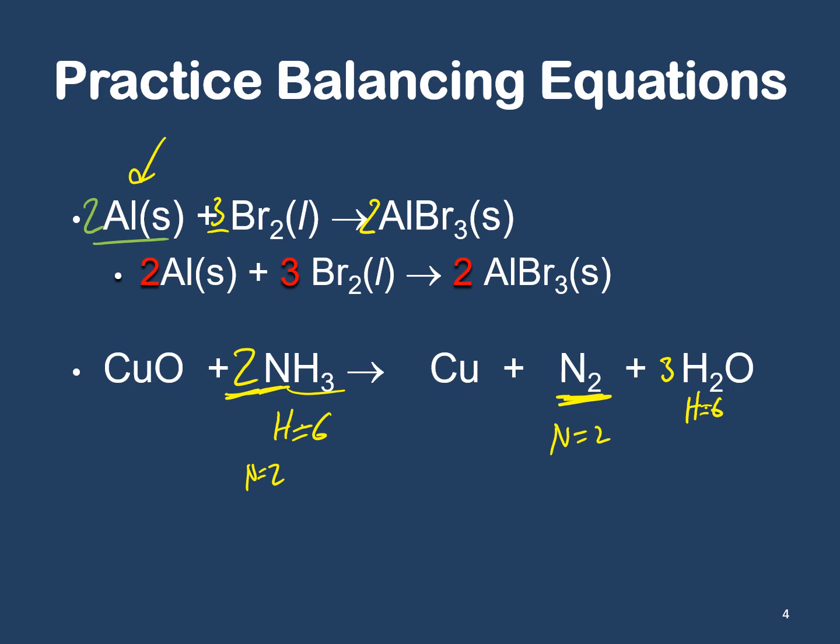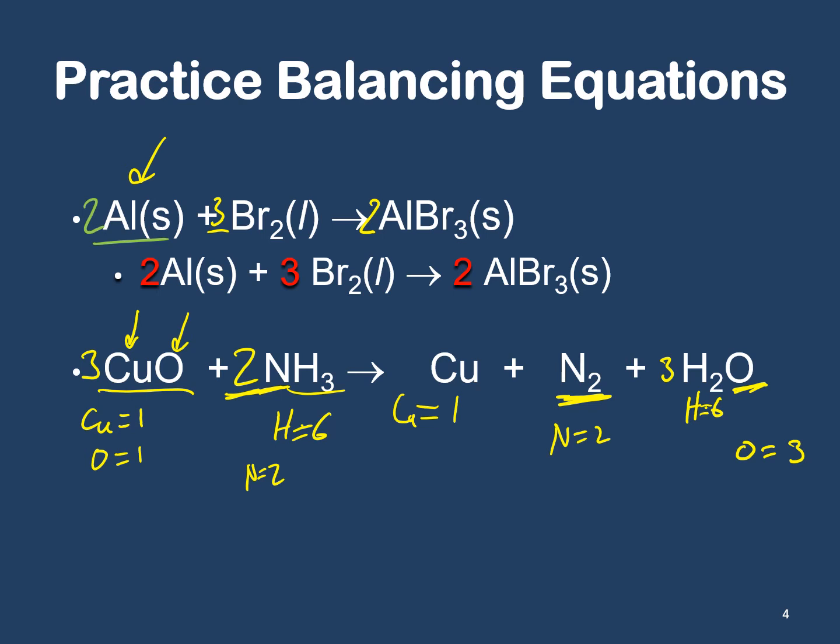Let's look at copper oxide now. So we have 1 copper here, and we have 1 copper here. So we're good there. Let's look at oxygen. I have 1 oxygen on this side, and I have 3 oxygens on this side. Uh-oh. How can I fix this? Well, I can put a 3 in front of this.